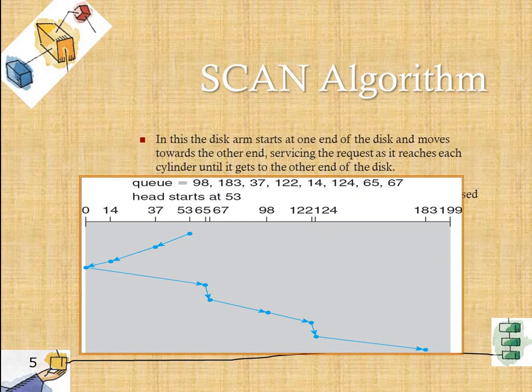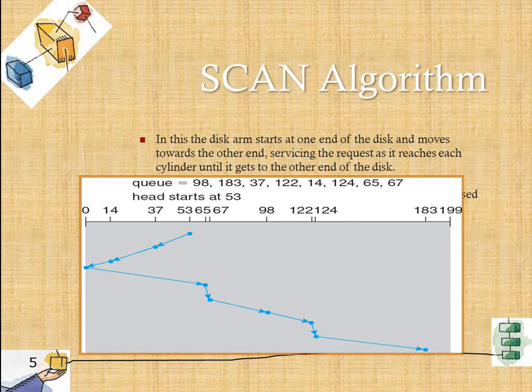Okay, so now when we are talking about the scan algorithm, as we have seen, with the scan algorithm the arm is required to move only in one direction. I'll repeat, with scan the arm is required to move in one direction only, satisfying all the outstanding requests in that route until it reaches the last track in that direction, or until there are no more requests in that direction. Okay, so this is how it is going to work.